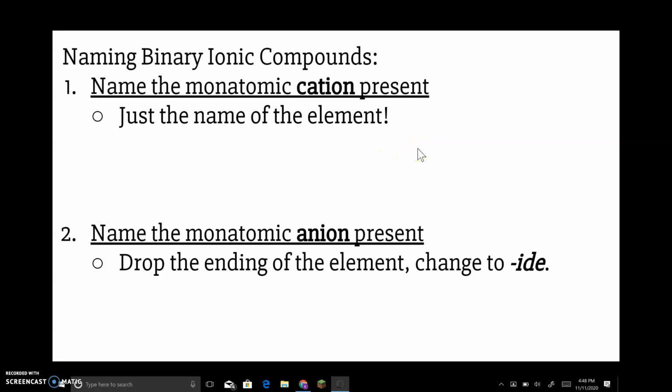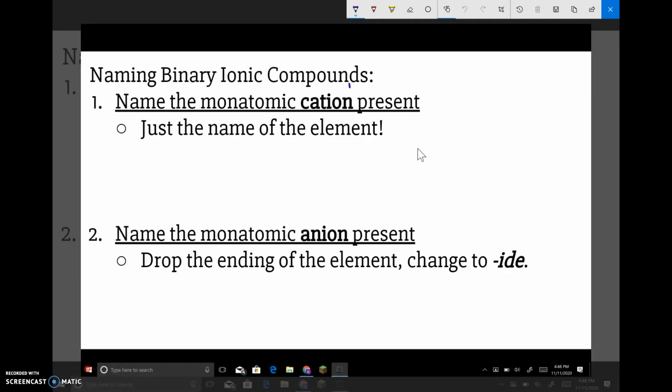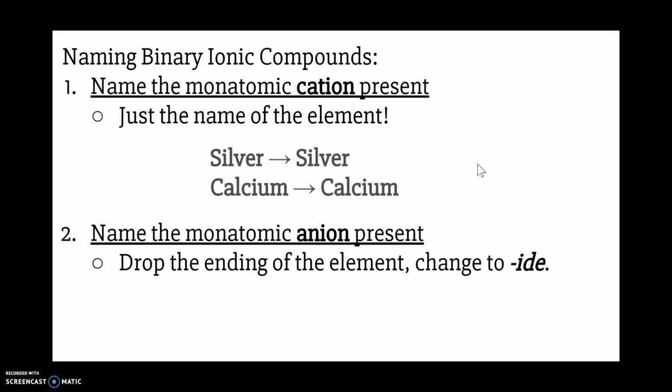Now please remember that a cation has a positive charge, and we're dealing with a metal here. Okay, so for example, if I have sodium, the name's going to be sodium. If I have silver, it's going to be silver. If I have calcium, it's calcium. So the name does not change.